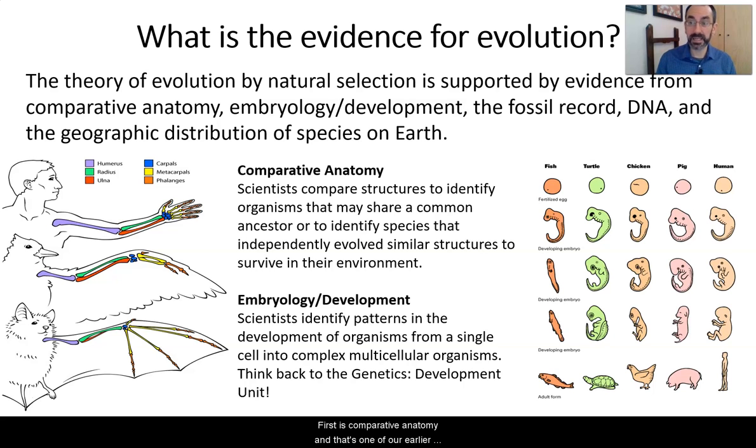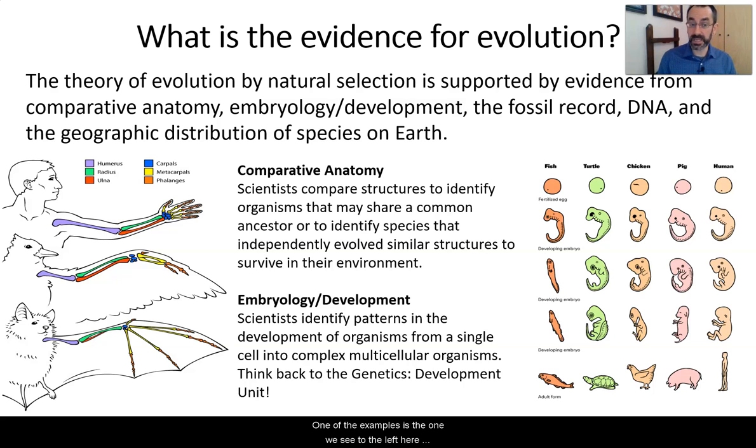First is comparative anatomy, and that's one of our earlier pieces of evidence, actually predating the theory of evolution by natural selection. It is part of the evidence that got us thinking about evolution and the causes of evolution. So comparative anatomy is comparing structures between different species, different populations, and looking at similarities that suggest that those species, those populations, may share a common ancestor. They may have had a great-great-great-great-great-great-grandparent in common. And so many structures, really important structures, have similar construction and structure between different species.